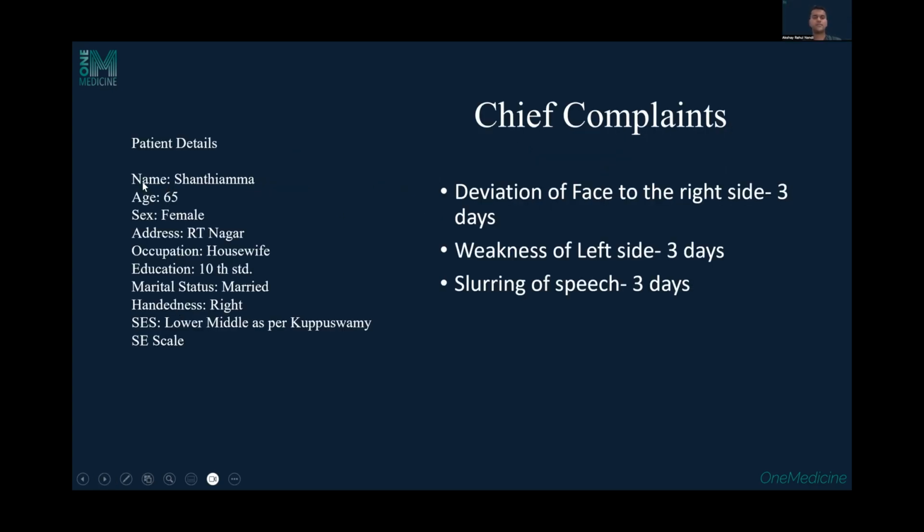So we have a 65-year-old lady named Shanti Amma, who hails from RT Nagar and is a housewife by occupation. Her education is up to 10th standard and she is married. She is right-handed and is from the lower middle socioeconomic status as per the Kuppuswamy socioeconomic scale. She came to us with chief complaints of deviation of the face to the right side since 3 days, weakness of the left side since 3 days, and slurring of speech since 3 days.